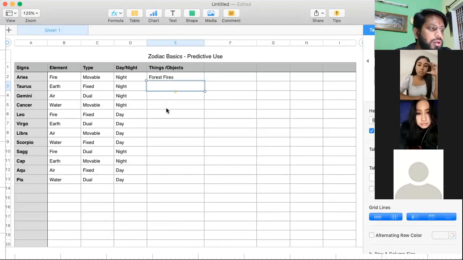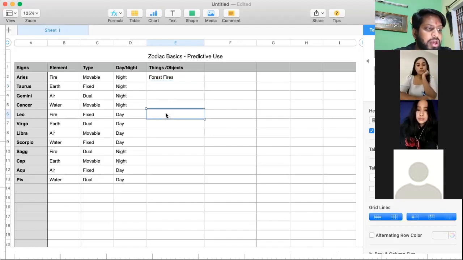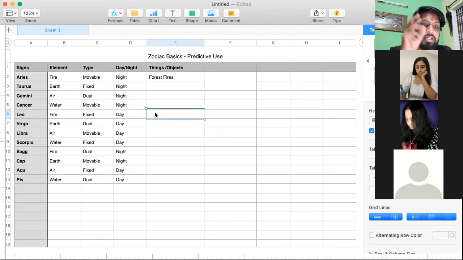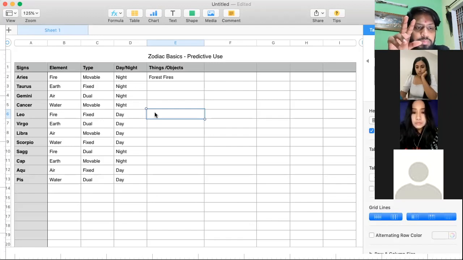Now, the third fire sign we have is Leo. Leo has a fire element, but it's a fixed sign. So what kind of objects related with fire can be made through the Leo sign? Any guesses? Okay, I will tell you.